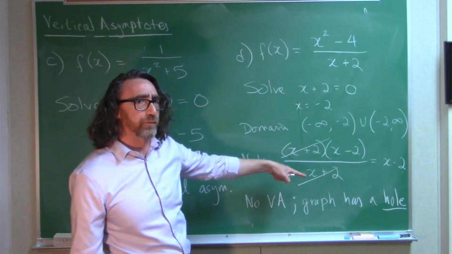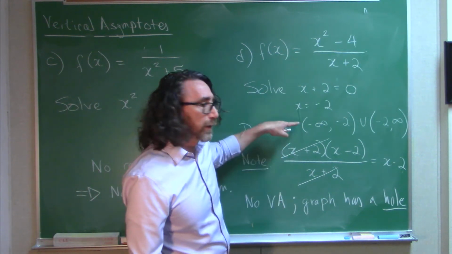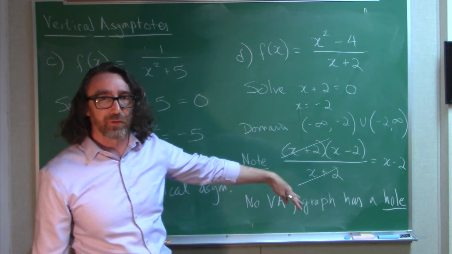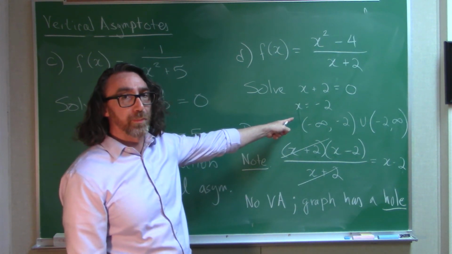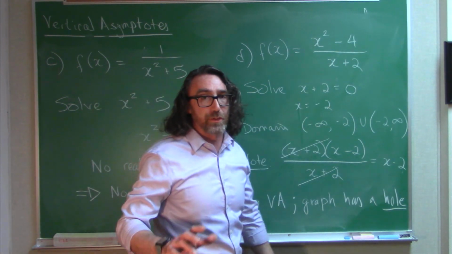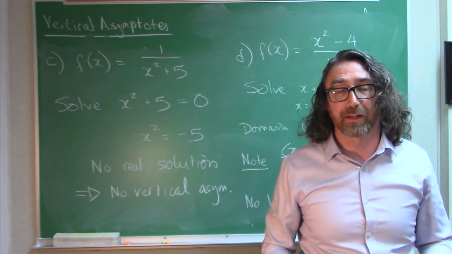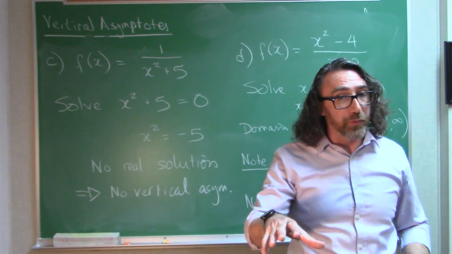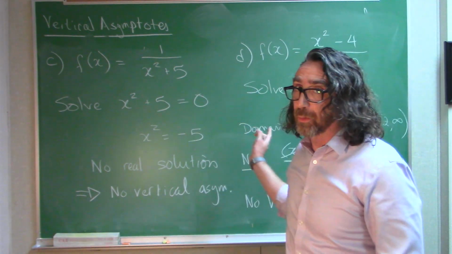Doesn't come up too often, okay, but try to see if there are any common factors. If there are, cancel them. If your factor associated with a problem value in the domain goes away, you don't get a vertical asymptote. Okay, so 2 examples of rational functions where we didn't get vertical asymptotes. Most of the time we're going to get vertical asymptotes with these rational functions, but not always, so be careful.